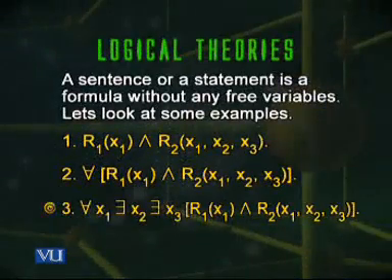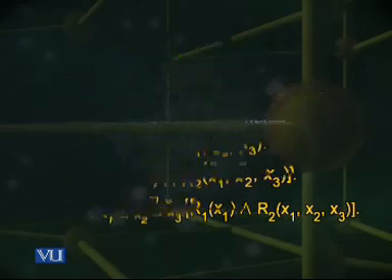Let's look at the third formula, which says for all x1, there exists x2, there exists x3, R1(x1) and R2(x1, x2, x3). In this formula, none of the variables are free. They are bound. They come within the scope of the quantifiers. Therefore, this formula has no free variables, and we will say that this formula is a sentence.